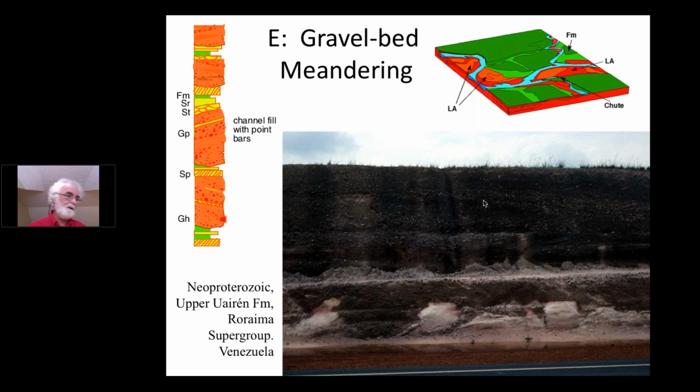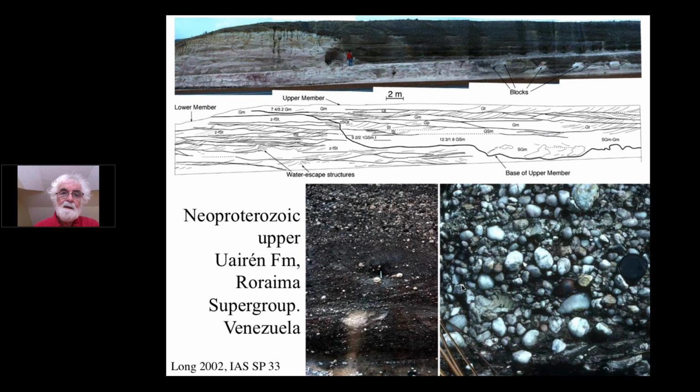Gravel bed meandering systems are a little bit more rare. This is an example from the upper part of the Uraiman Formation in Roraima. Very interesting because it contains both gold and diamonds in the base, and they typically occur near the bottom of the system. This is the contact between the lower and the upper member of the Uraiman. And this is what is probably a meandering gravel bed river system.